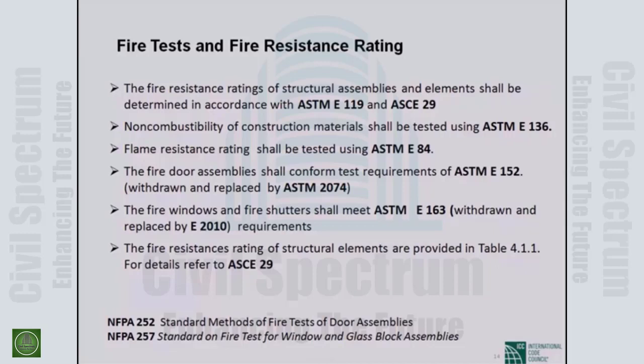And secondly is ASTM E136, which will give you the definition of the combustibility and non-combustibility. So you have to understand how to define a combustible and non-combustible. That is according to E136. I will go later in detail.